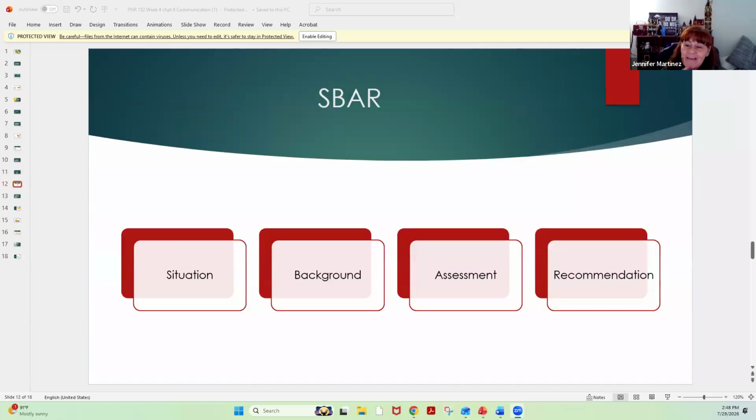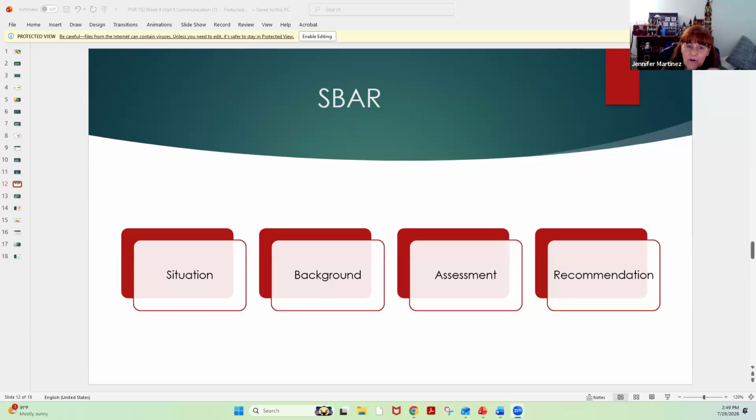And then we have SBAR. If you've not heard of SBAR or not used SBAR, this is a huge part of effective communication. SBAR is Situation, Background, Assessment, and Recommendation. And if you've not been using it in clinicals or for communication, this is something that you'll need to understand.